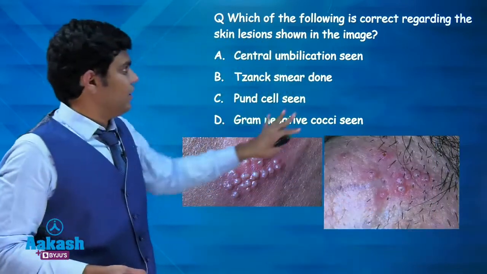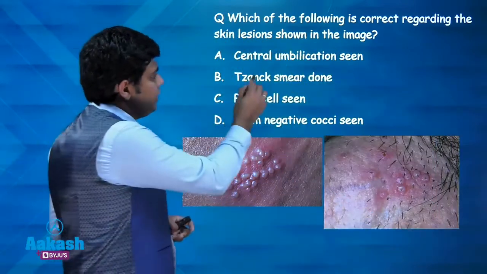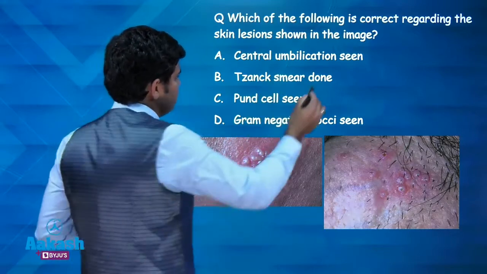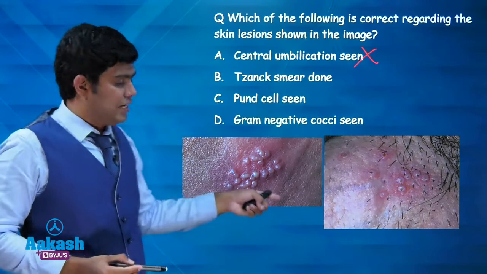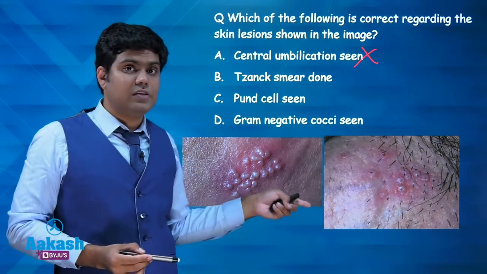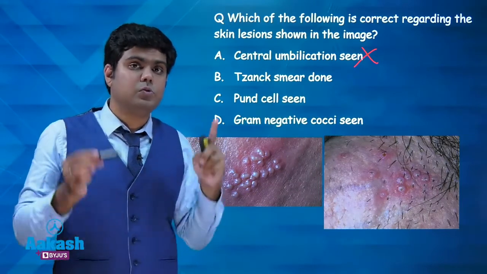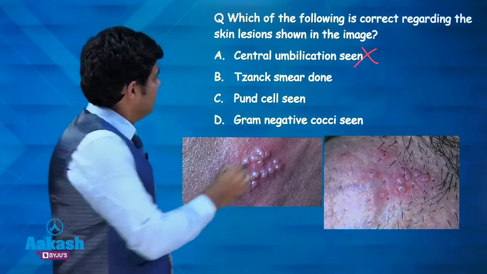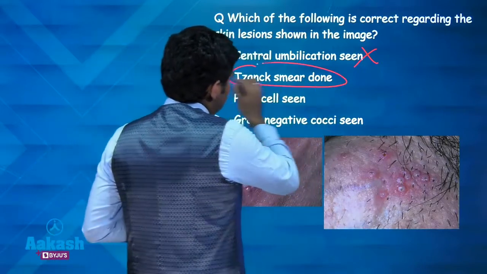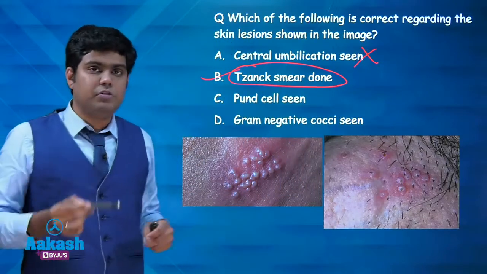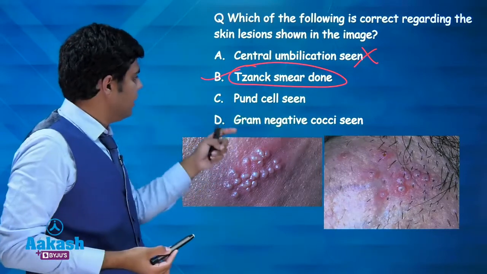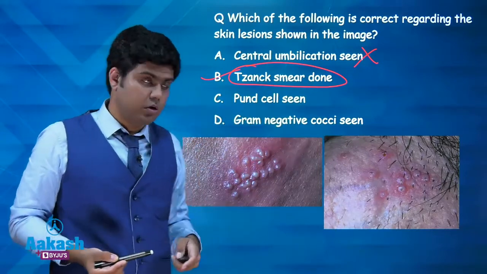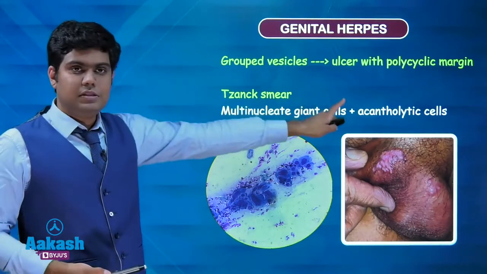So grouped vesicle, what is true? Central umbilication is seen? No, it is not. So this is not the answer. Tzanck smear is done. So what is the diagnosis here? I have told you, this is the case of genital herpes, grouped vesicles, remember. So Tzanck smear is very helpful in genital herpes, it will show multinucleate giant cells. Gram negative cocci is seen? No, it is wrong. So this is genital herpes.